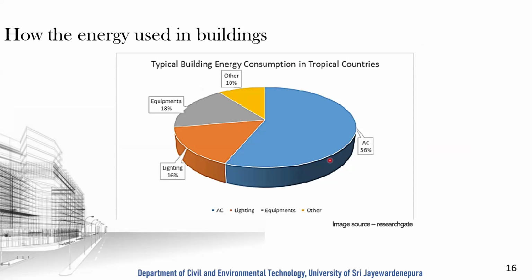This is something I got from a ResearchGate publication: a typical building's energy consumption for tropical countries. Sri Lanka is a tropical country. Yes, we get a lot of sun and monsoon rains, etc. In most tropical countries, since it's hot, 56% of energy is used for air conditioning, 16% for lighting, 18% for equipment, and the other 10%. That depends on the type of the building, but this is a typical building.